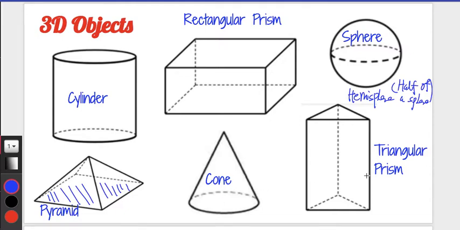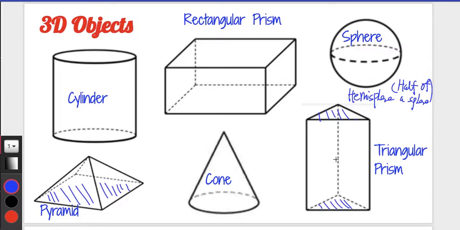And this one, as you can see, is like a prism, and the top and bottom have a triangle shape. That's why we call it a triangular prism. It is very similar to a rectangular prism. The bottom and the top have a rectangle shape, and this one has a triangle. So this is called a triangular prism, and you can sometimes see this kind of object in different kinds of packages.